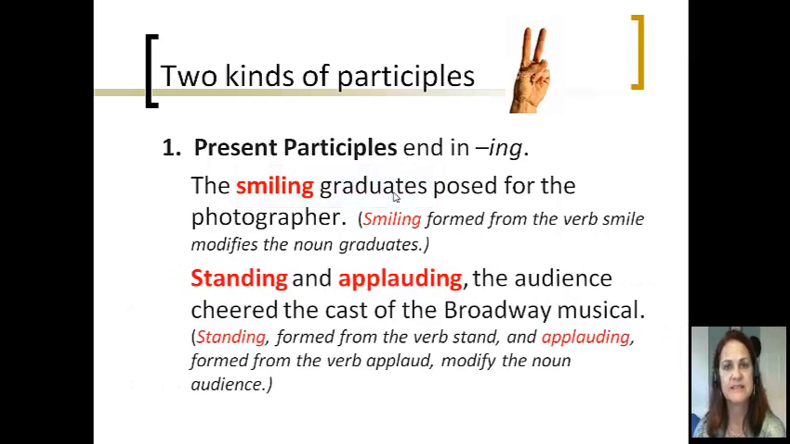Second example, standing and applauding, the audience cheered the cast of the Broadway musical. Okay, our two participles here are standing and applauding. So let's analyze this a little bit. Standing is formed from the verb stand. Applauding is formed from the verb applaud. But in this case, standing and applauding both modify the noun audience. So they're functioning as present participles.